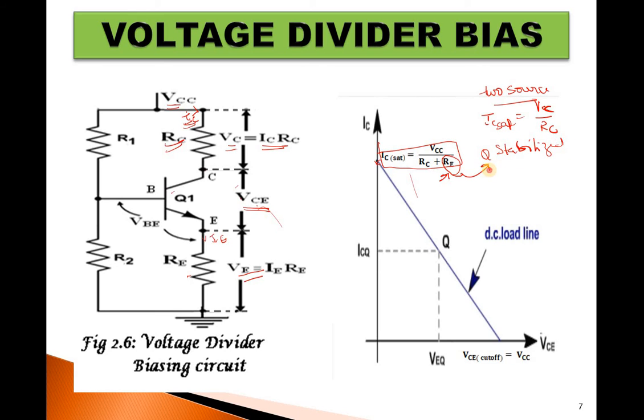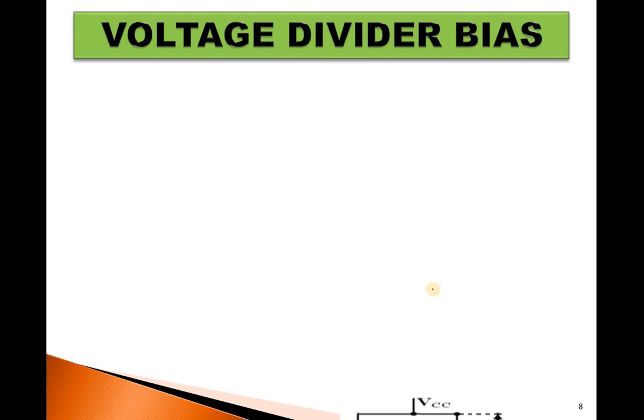RE stabilizes the Q point. That is why it is called universal biasing method. Whereas this formula doesn't change. VCE cutoff still remains as VCC only. And the intersection of ICQ and VCEQ gives me the Q point. So with this little introduction, let us start deriving the formula.